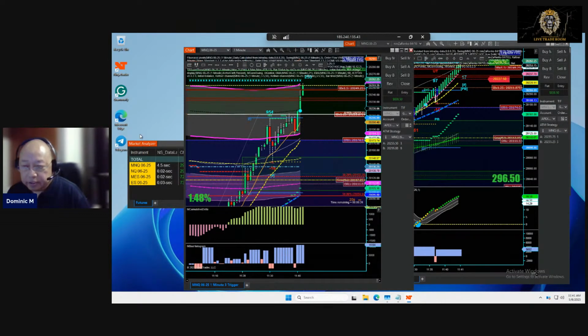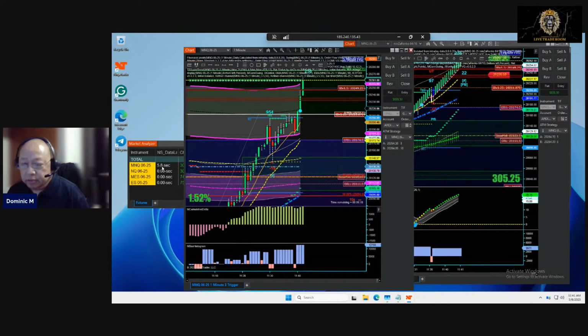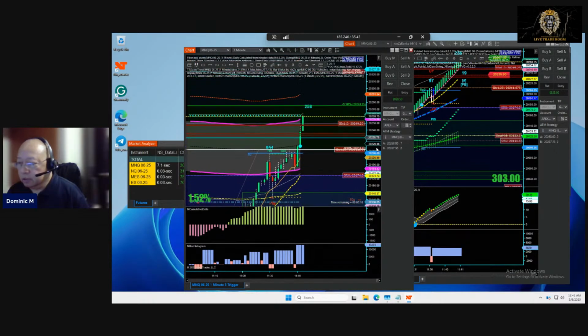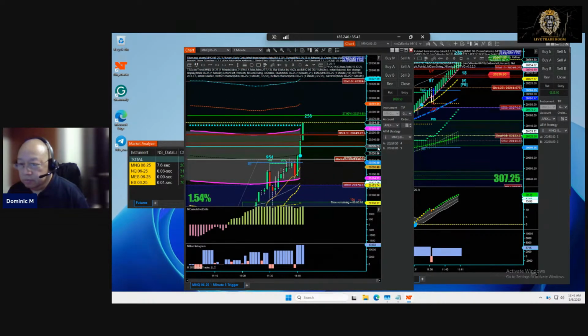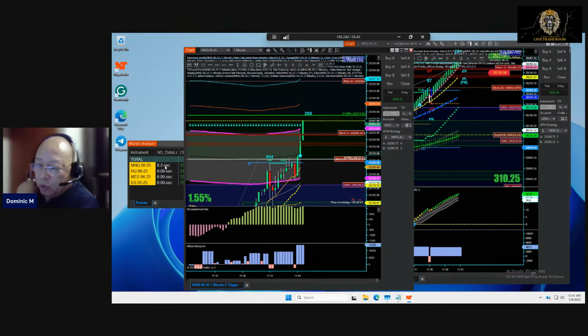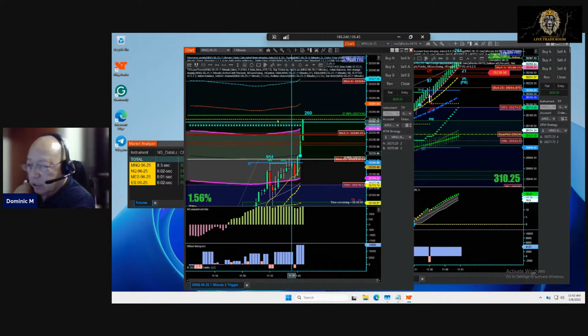Right here, this data lag. I'm delayed 4 seconds. You want to have that ideally below 1 second. Right now it's a 4-second delay. Oh man, they're just bringing this up. Look at that strong momentum. 7-second delay, that's a little too much. I want to trade when it's less than 1 second. If you're getting more than 1 second, don't trade because it's really delayed and you can see how it can affect.